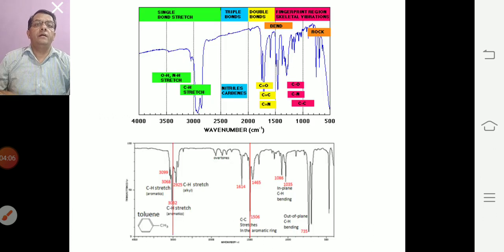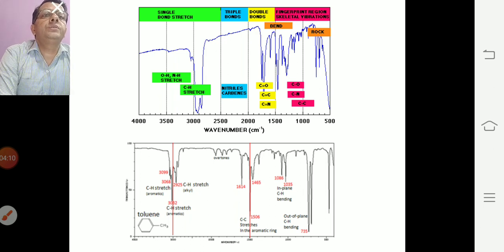Here is the representation of an IR spectrum again. You see in the fingerprint region, the skeletal vibrations are observed. Mainly bending, rocking or somewhat stretching vibrations are recorded here. But this region is very complicated. Mainly C-O, C-N and C-C single bond vibrations are recorded here.